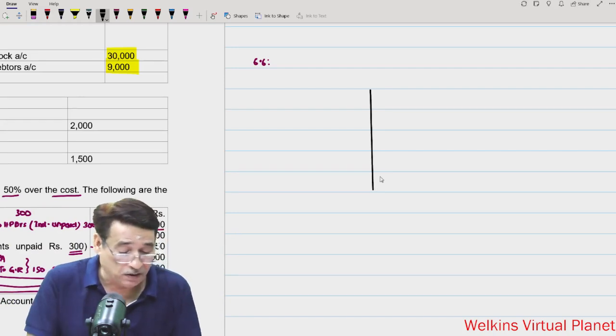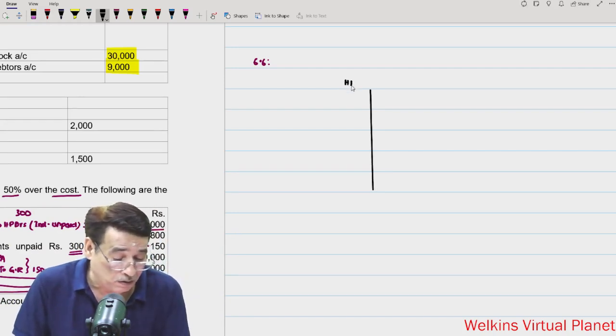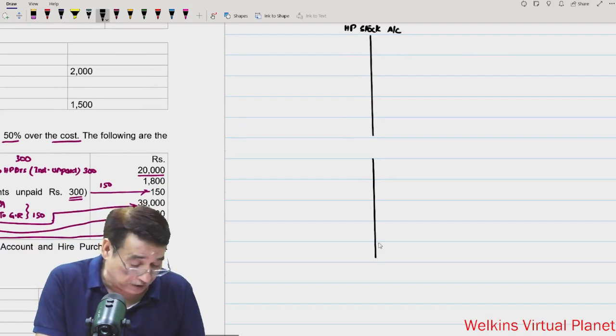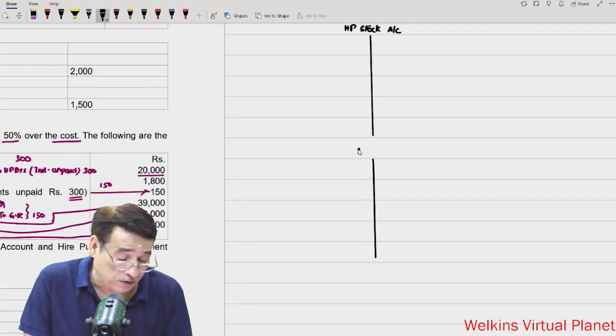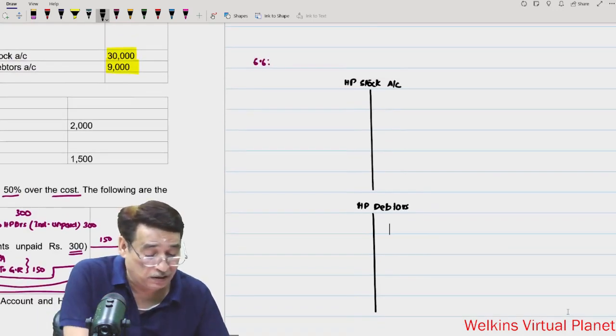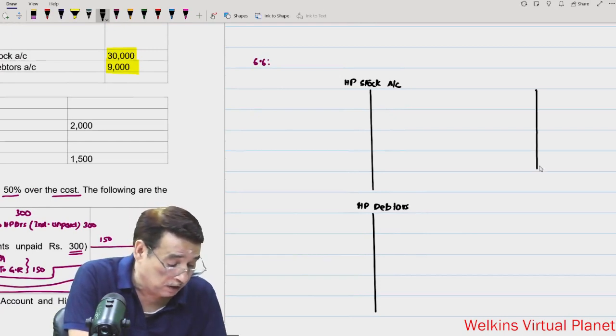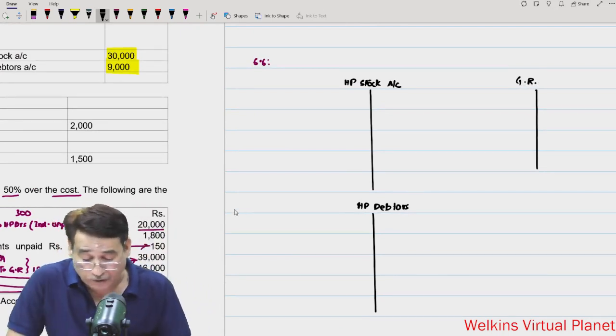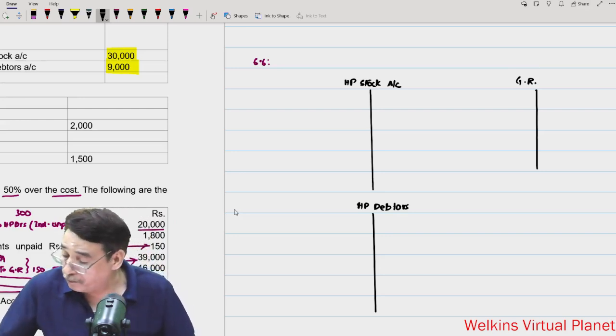Right here it is. So I will first of all prepare the hire purchase stock account, correct? This is your hire purchase stock account. Because no information is related to stock in shop account or godown account, we shall have to prepare the hire purchase stock account, also known as stock out on hire account. Then besides that, I will have to prepare the hire purchase debtors account, also known as installment due account, also known as installment overdue account. Because in this question there is a case of goods repossessed, I will also prepare a goods repossessed account.